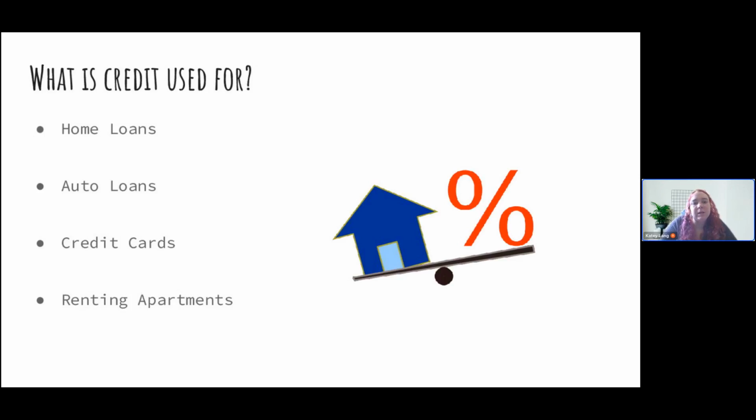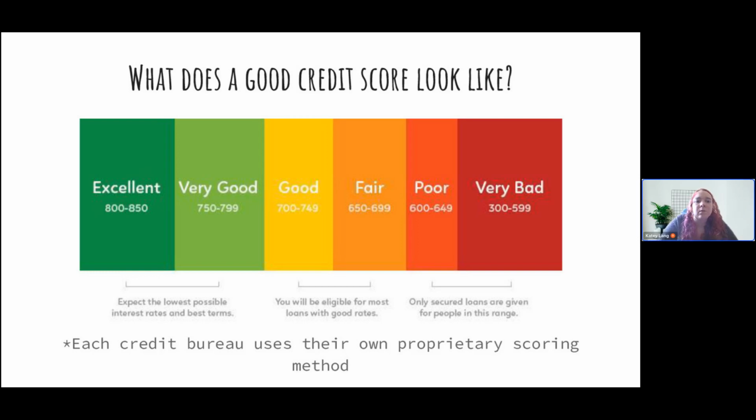So credit is typically used for home loans, auto loans, credit cards, and maybe even sometimes renting apartments. They will do a credit check. Not all, but some do. And so a good credit score, this is what it typically looks like here. Excellent is usually anywhere between 800 and 850, where bad goes all the way down to 300. Each credit bureau does have their own proprietary scoring method, meaning these numbers might vary slightly depending on which credit bureau you are looking into. But in general, this is pretty average for those numbers.